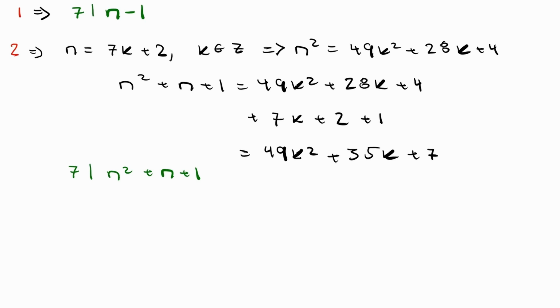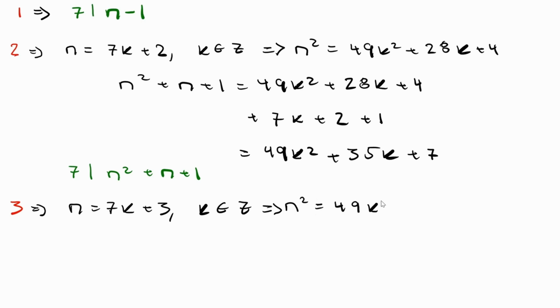It's time to investigate what happens if after dividing n by 7 we get a remainder of 3. Similarly to what we did with the remainder of 2, we can write down that n equals 7k plus 3, and k is again an integer. And now we have to find what n to the power of 2 equals, and it is 49k squared plus 2 times 7 times 3k, which is 42k, plus 3 squared, which is 9.